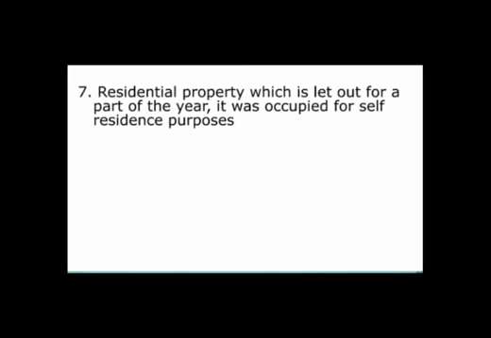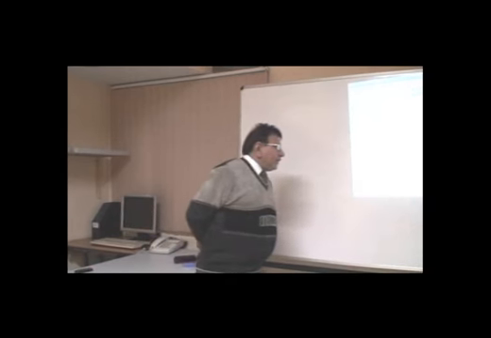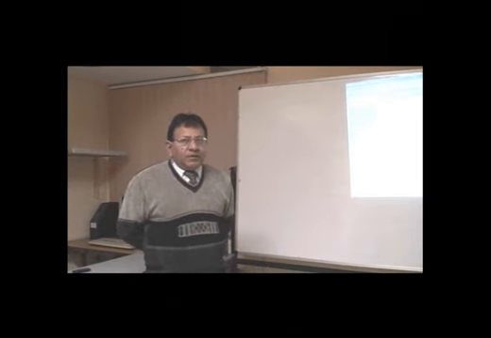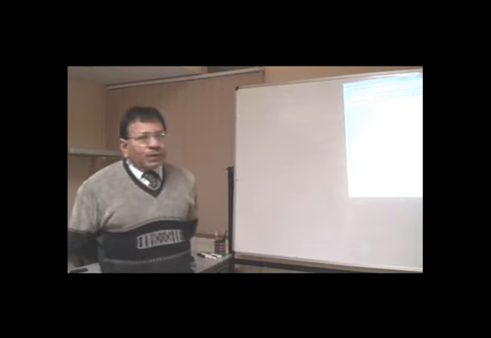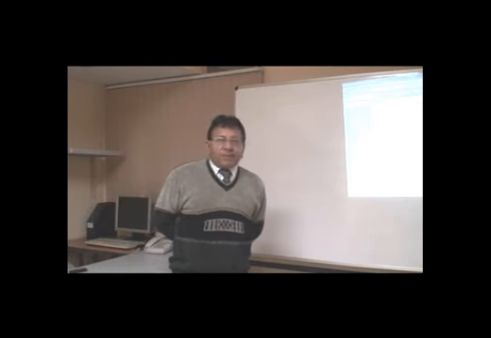7th category is residential property is let out for a part of the year and for the next part of the year it was occupied for self-residence purpose. Again there may be 2 situations, 2 possibilities under this particular head. I'm just talking about the 7th situation, where the residential property is let out for a part of the year and for the rest of the year it was occupied for self-residence purpose.